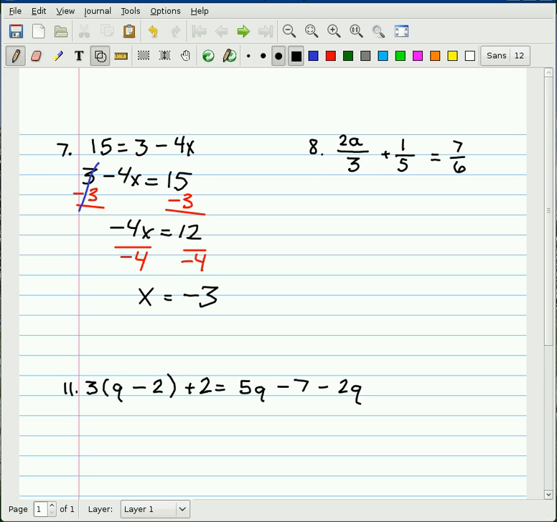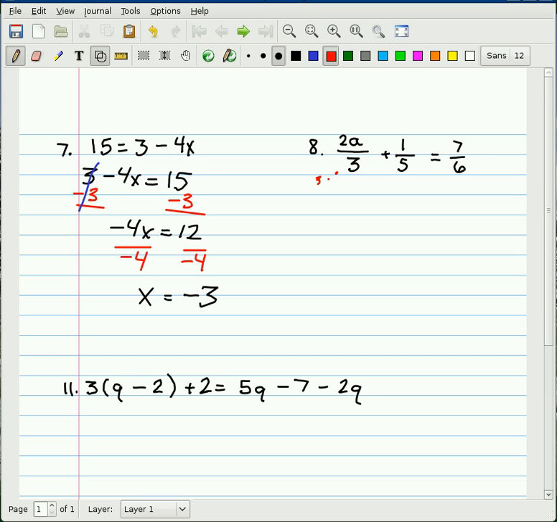Problem number 8 has quite a few fractions, and we've already discussed that a way to eliminate the fractions is to multiply everything by the common denominator. The common denominator for 3, 5, and 6 is 30. And so I'm going to multiply every fraction by 30.